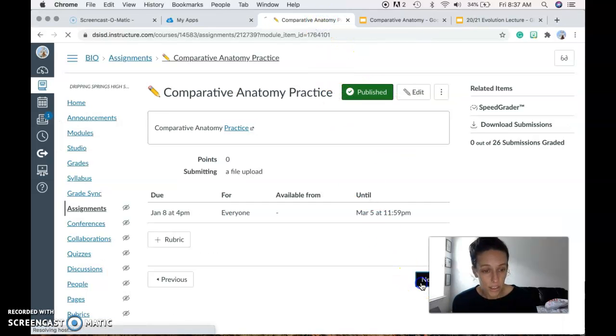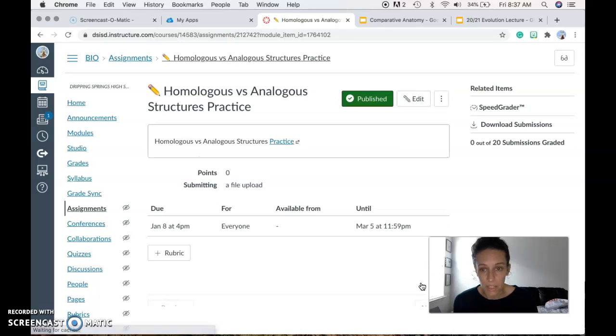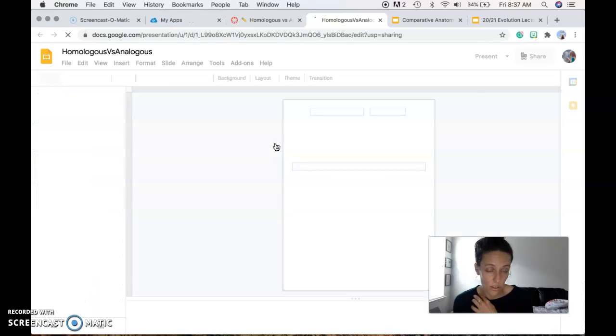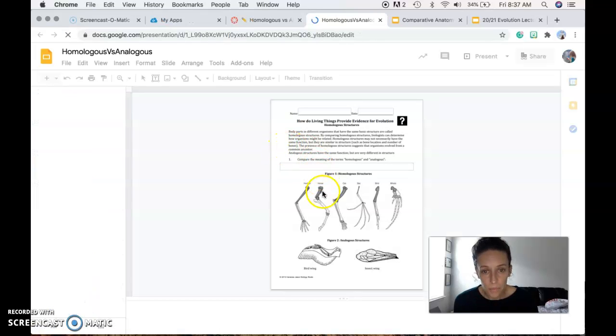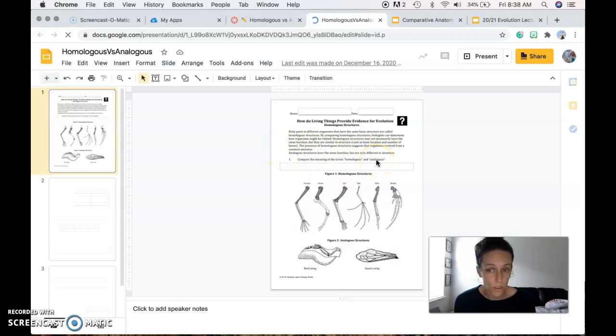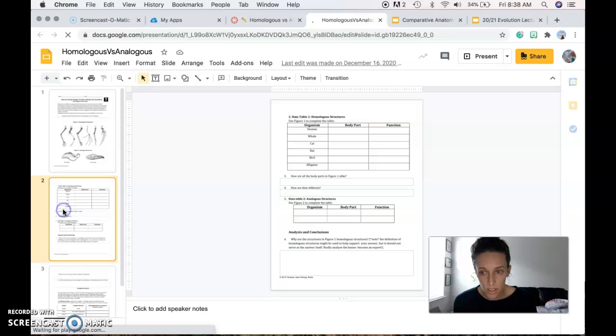And the last thing you're going to do today and submit for a practice is the homologous versus analogous structures. First question is asking you to compare the two terms. So if you don't remember, go to your notes. The second one, use the table. You're going to use the picture in the first slide to answer these questions.